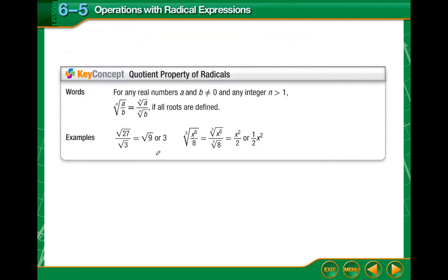The quotient property is pretty much the same. The only difference is that we're using division instead of multiplication. So the nth root of a over b is the same thing as taking the nth root of a over the nth root of b.